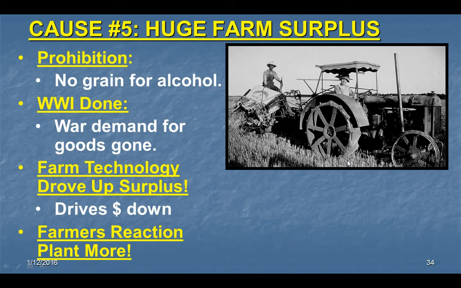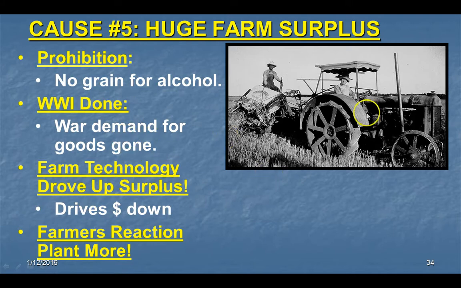Right? So cause number five, huge farm surplus. Despite the fact that we're an urban society, farming and agriculture is a massive part of the economy at this point in time. And despite the fact that we're an industrialized society, prohibition has kind of shut down one source of demand for grain and farm produce. There's no grain for alcohol being utilized. World War I is done. Demand for goods went away.